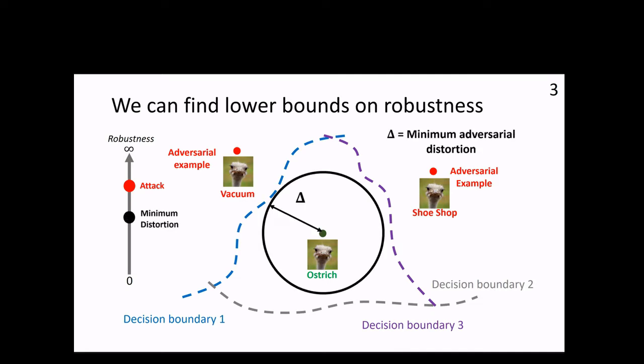Ideally, we would like to know the minimum distortion necessary for misclassification, represented by the black circle, since it represents a measure of robustness. Unfortunately, finding the minimal adversarial distortion is computationally infeasible, especially for large neural networks. Instead, we can find a lower bound on the minimal adversarial distortion, represented by the green region. Any perturbations within this green region will not change the classification of the image.